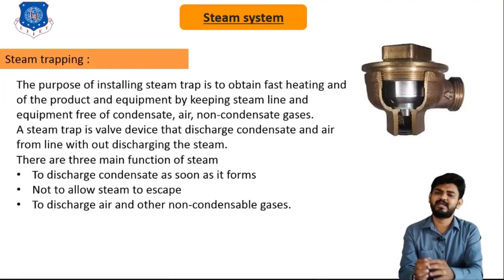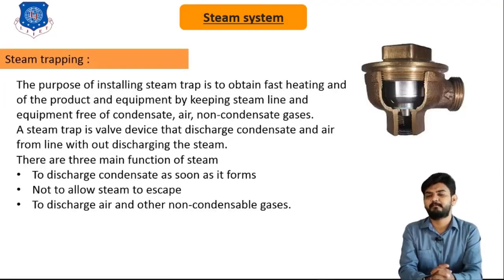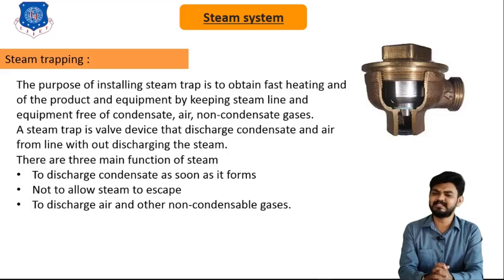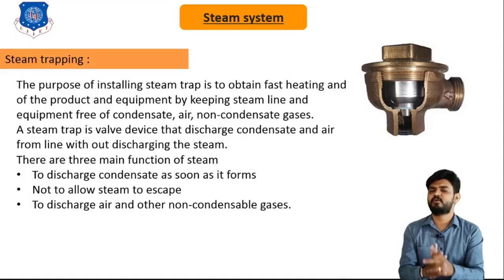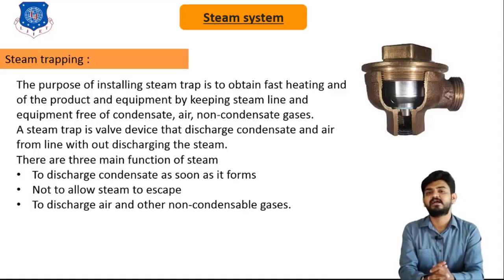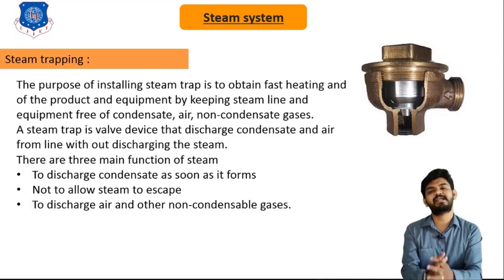Now let's see how we can restrict these steam leakages by means of a steam trap. The purpose of installing a steam trap is to obtain fast heating of the product and the equipment by keeping the steam line and equipment free of condensate, air and non-condensable gases. So what we do is provide a steam trap which essentially blocks the steam and allows the condensate, air and non-condensable gases out. A steam trap is a valve kind of device that discharges the condensate and air from the line, but it does not allow steam to go through it.